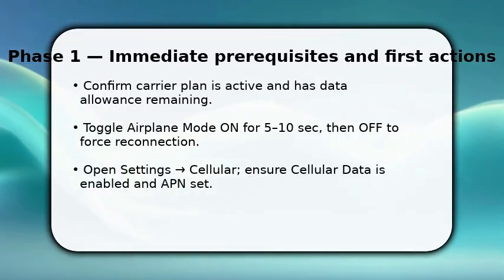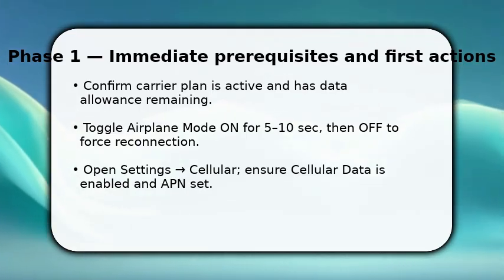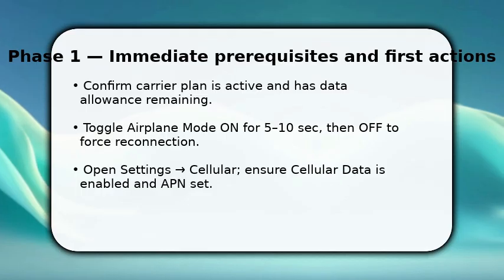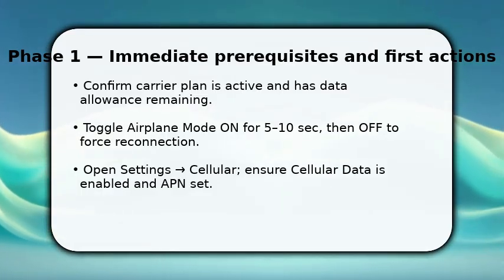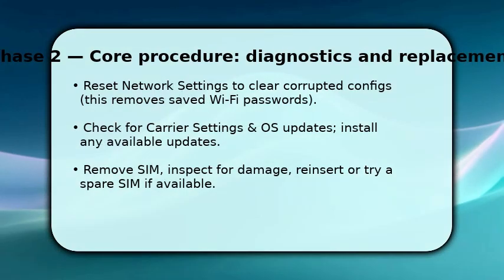Ensure cellular data is enabled and check the APN entries. If APN looks wrong, type the carrier values exactly. These quick actions often restore service immediately. Once done with basic toggles, move to deeper fixes.